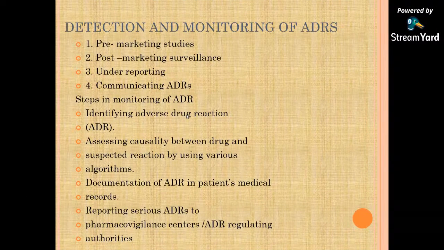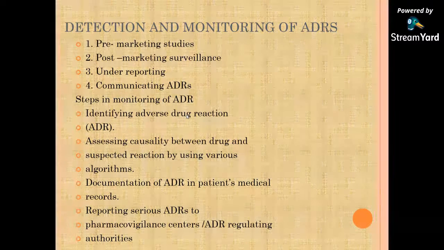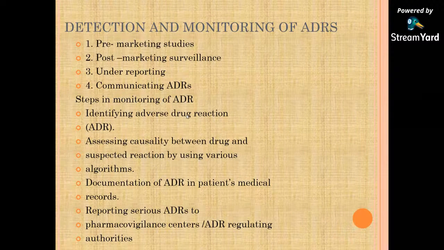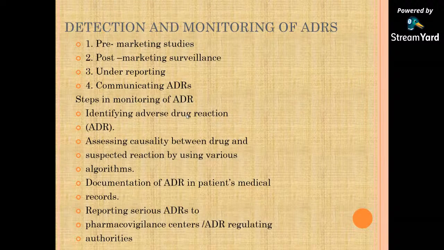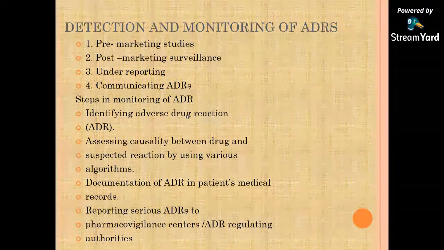Then the second step is assessing causality between the drug and the suspected drug reaction by using various algorithms. Once the ADR is reported to the PV center, they will try to assess the causality relationship between the drug and the suspected reaction by using various types of algorithms or methods. Then, once the causality is assessed, they will start to document the ADR. The next step is documentation of the ADR in the patient's medical records.